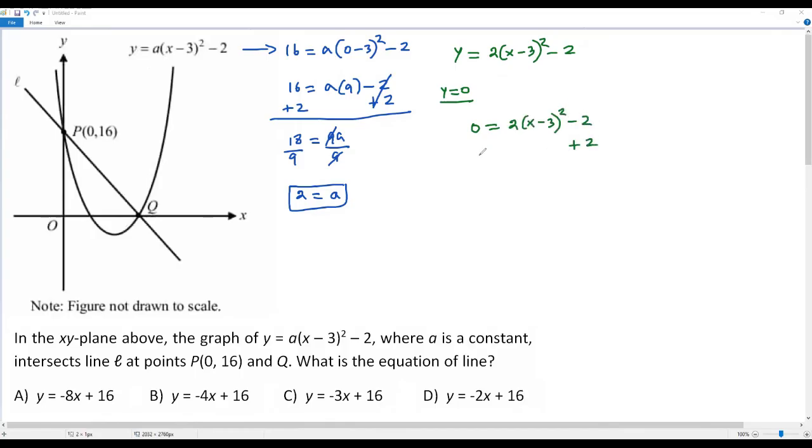Now let me add 2 to both sides. When I do so, this negative 2 plus 2 will cancel out. Then I'm getting 2 over here. Then we get 2 times (x minus 3) the whole squared on the right side.